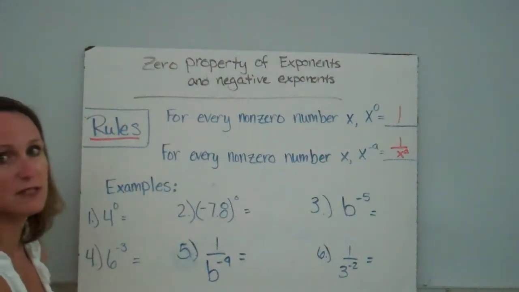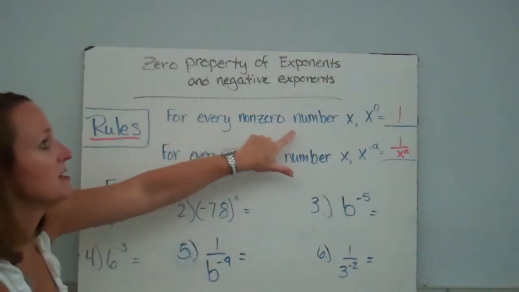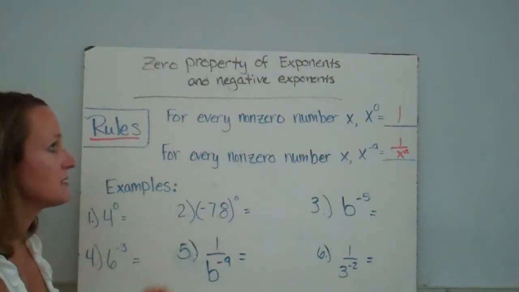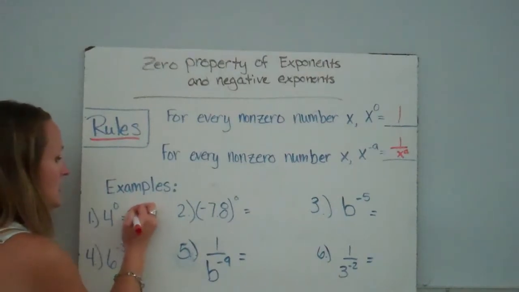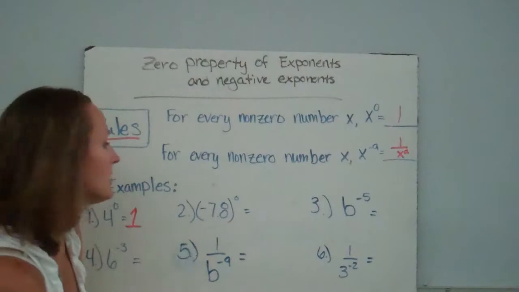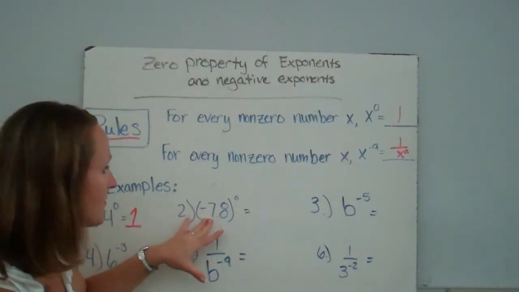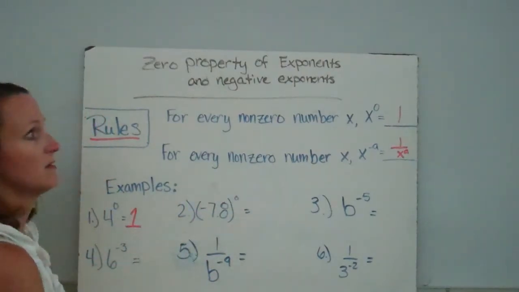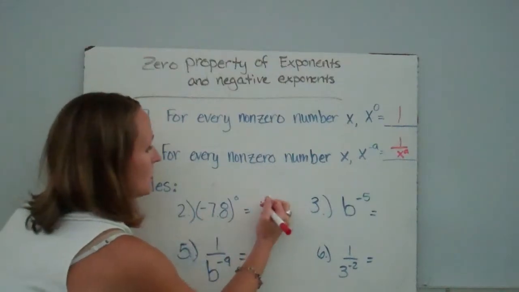First one, 4 to the 0. Well, what did I say? For every non-zero number x, x to the 0 is 1. Anything to the 0 power, 1. You can remember that. Okay, 2. Negative 7.8 to the 0 power. Same rule, anything to the 0 power, 1.